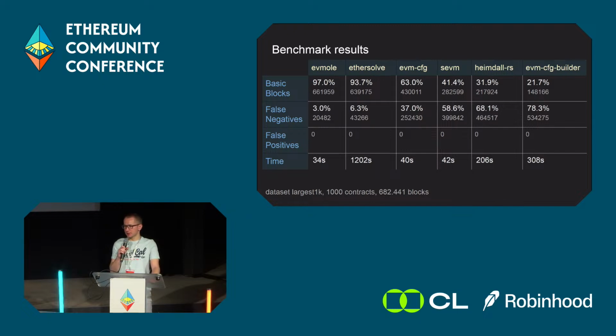And here are the results of this benchmark algorithm. You can see EVMole, my library where I implement my algorithm, outperforms all other solutions in the number of basic blocks reconstructed, and the false negatives are also the lowest. And by the way, the time which EVMole uses to produce these results is only 30 seconds, and the second place itself uses 40 times more time to get worse results.